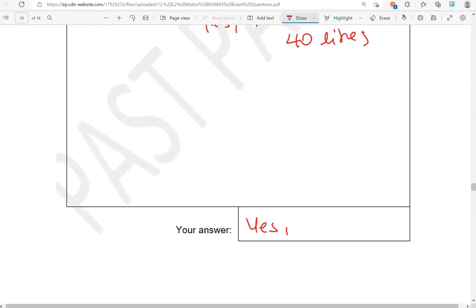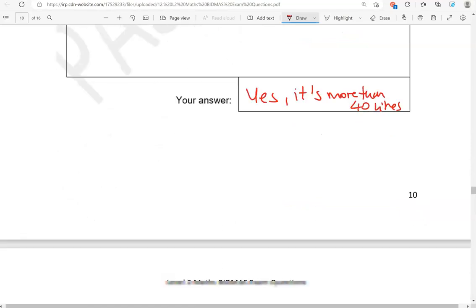Should have written it here, 40 liters. But we've shown the working out, so even if you just write yes in here, it should be sufficient.